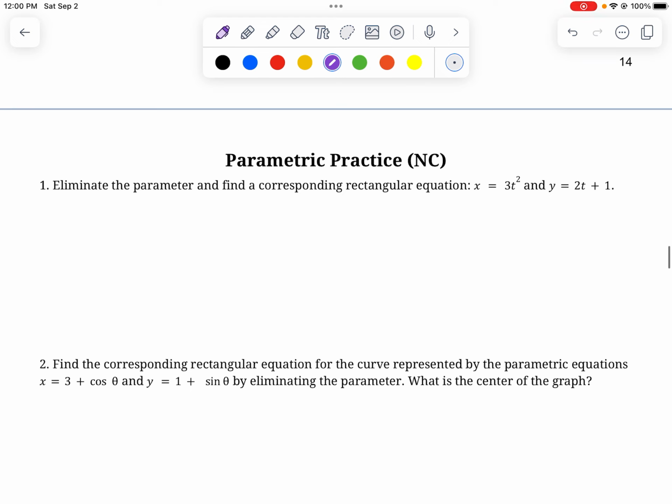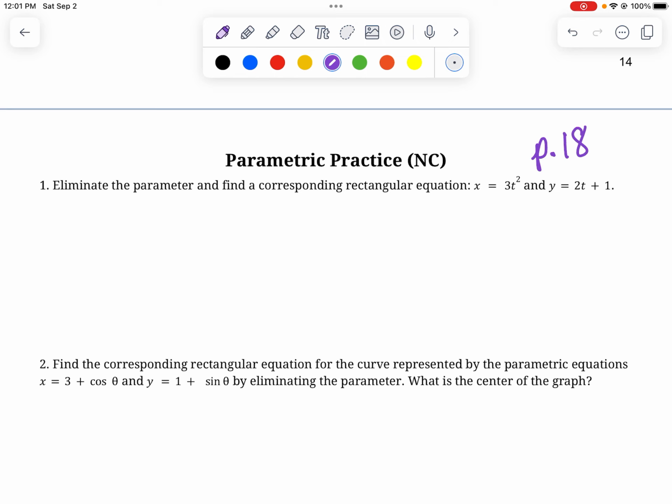Okay, now in your packet, we have some parametric practice problems, and there's a copy on page 18 of the answers to these questions. These are not required. However, if you're having a hard time with parametrics in general, I would encourage you to use these as practice problems rather than searching the internet. This is questions roughly of the right level.